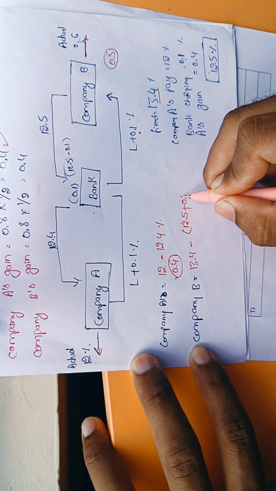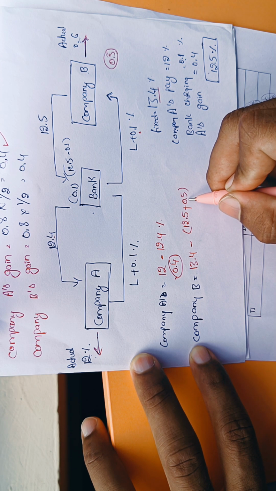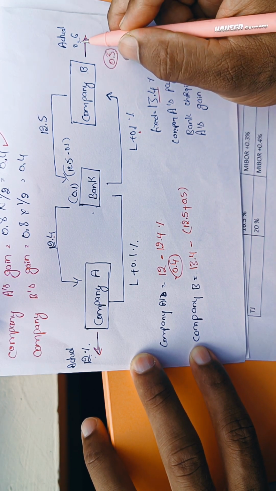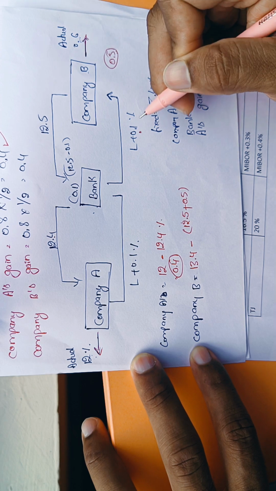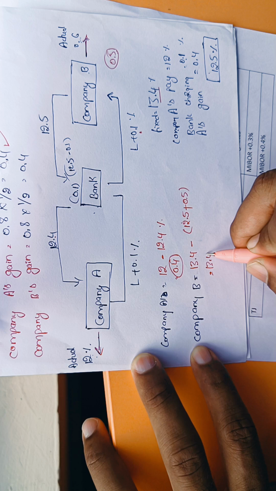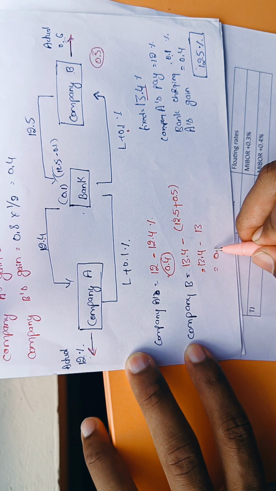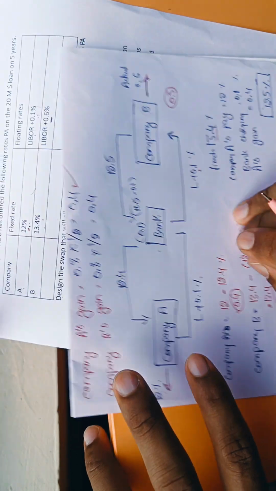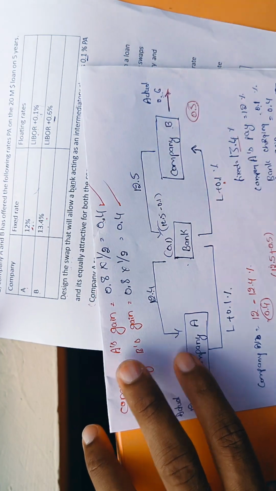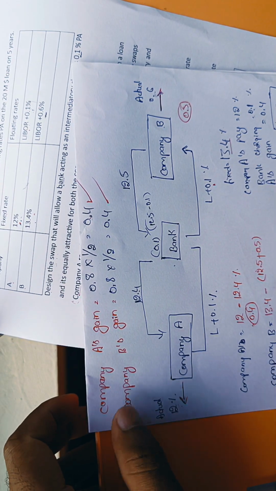Add it. This is also a loss. This is the payment. Again, this is also payment. How? Outflow is 0.6, inflow is 0.1, the difference is 0.5, add it. That is 13.4 minus 13, we will get how much? 0.4. This is nothing but B's gain. You can check here. B's gain is 0.4. Done. So this is what the swap looks like.